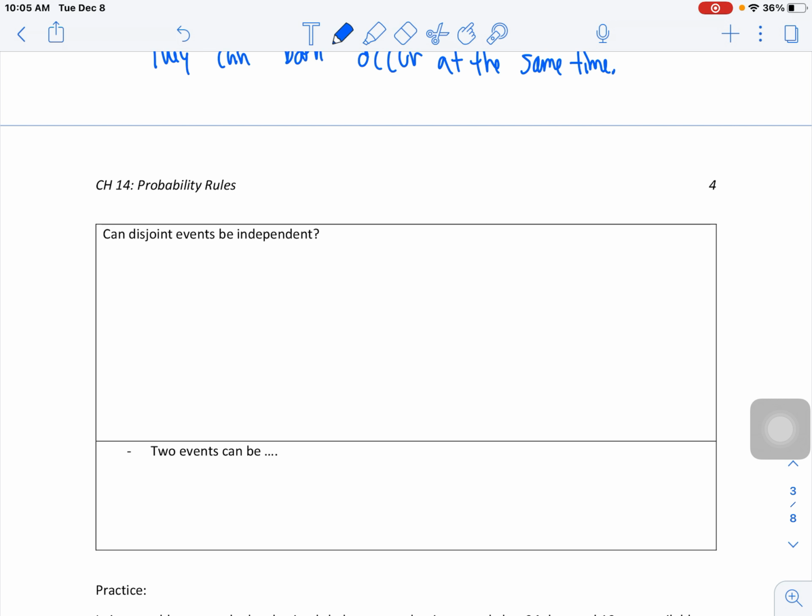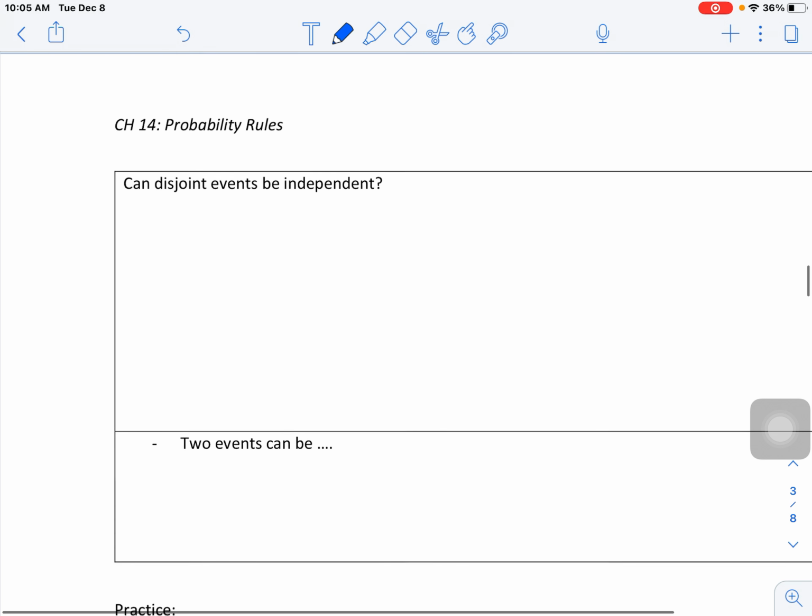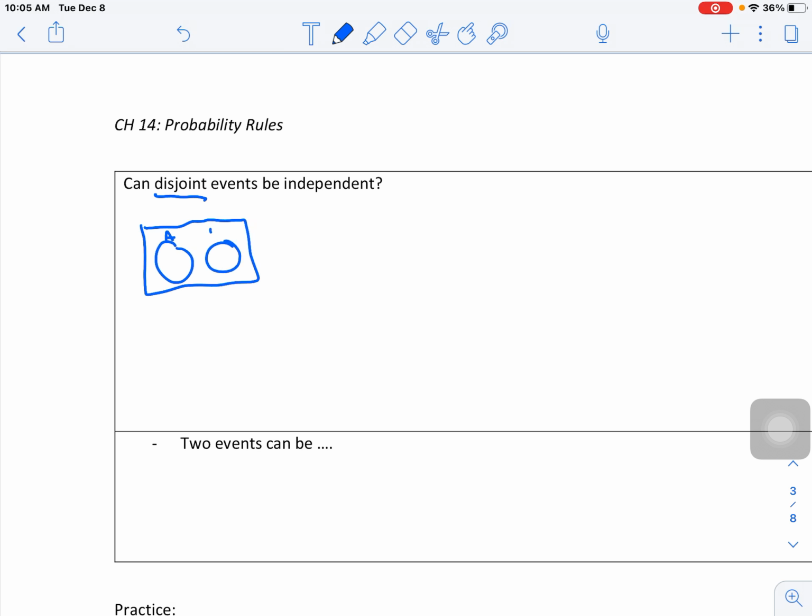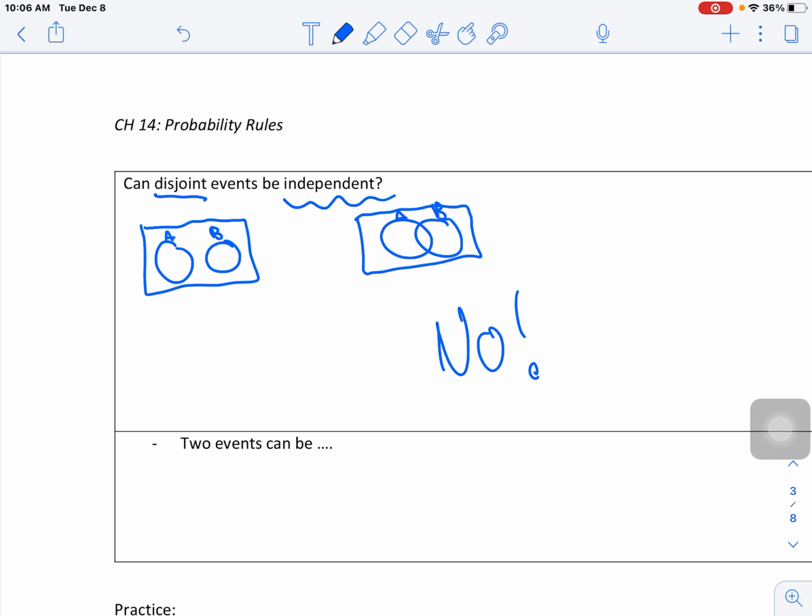We talked about this already before. Can disjoint events be independent? Remember, disjoint is something that looks like this. There's no overlap. Independence, on the other hand, there is overlap. And there's a proof to this. I'm not going to show you the proof for time's sake, but just know that disjoint events are not independent. You can also use the term mutually exclusive. But disjoint events are not independent.